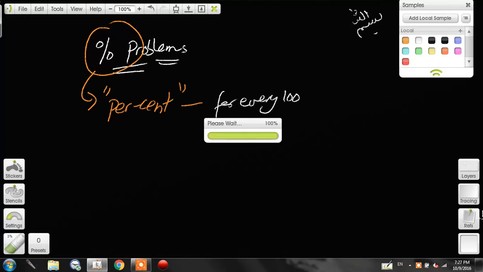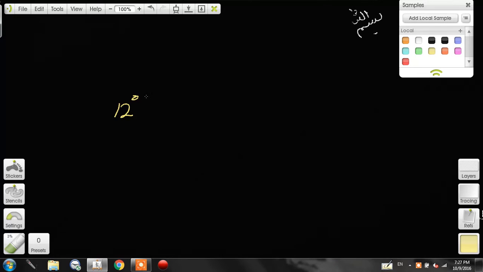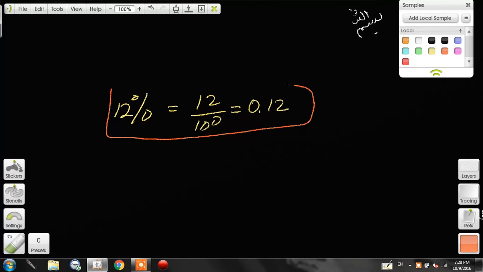So if somebody says 12%, that's the same thing as 12 for every 100 of whatever, 12 over 100. And another way of writing the same thing is 0.12, 12 divided by 100. These three expressions, they mean the same thing. They're the same way of writing the same number. This is a number, this is a number, this is a number. They all express the same number.